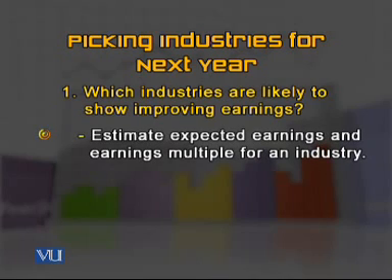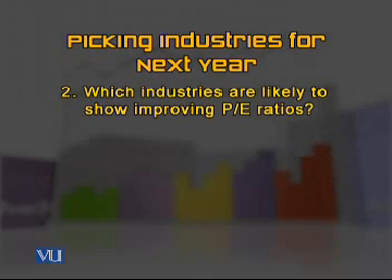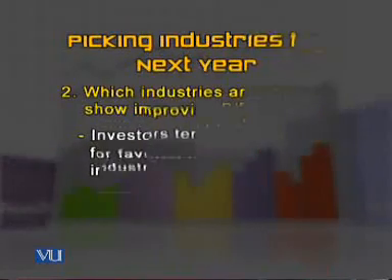Estimate expected earnings and the earnings multiple for an industry, because we're going to talk about relative growth strength of the industry against other industries. We're going to be talking about earnings estimates, which are notoriously inaccurate. Which industries are likely to show improving price-earnings ratios? Which industries are going to show improved earnings per share potential? Which industries are going to show improved dividends per share? And which companies are going to show improved dividend yields?